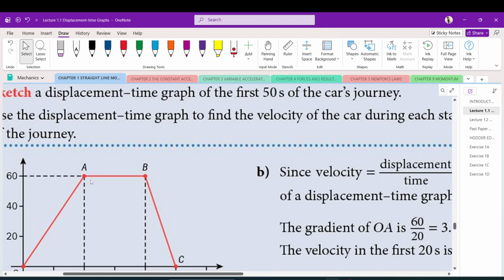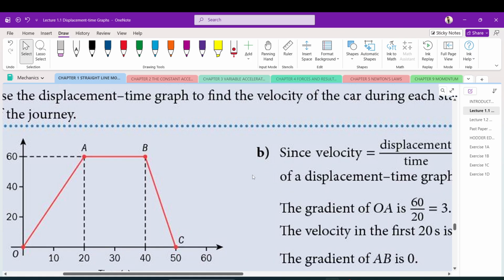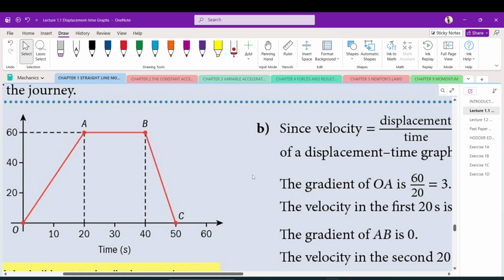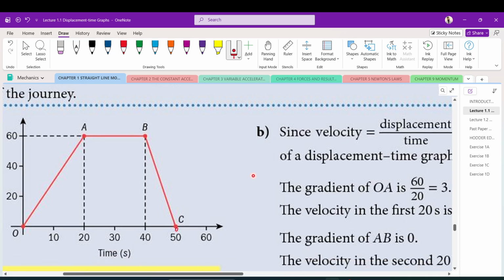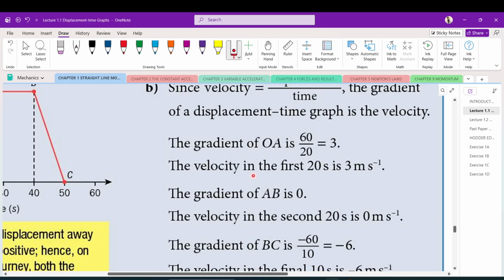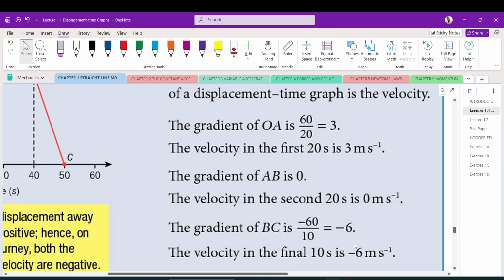Now, since the car is stationary during the second part of the journey from point A to point B, the velocity is going to be zero. The gradient is zero, so therefore the velocity is also zero. For the third part of the journey, over here you have coordinates (40, 60) and (50, 0). If I use these values, I should be able to calculate the gradient, which will be minus 6. So the velocity therefore will be minus 6 meters per second.